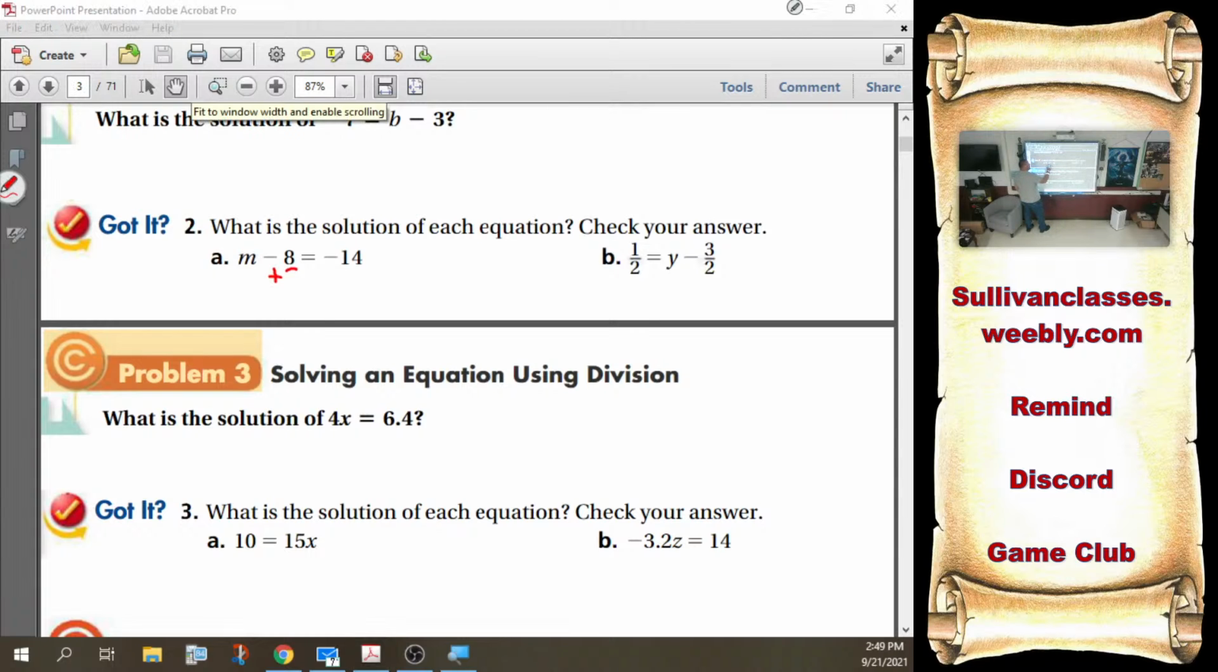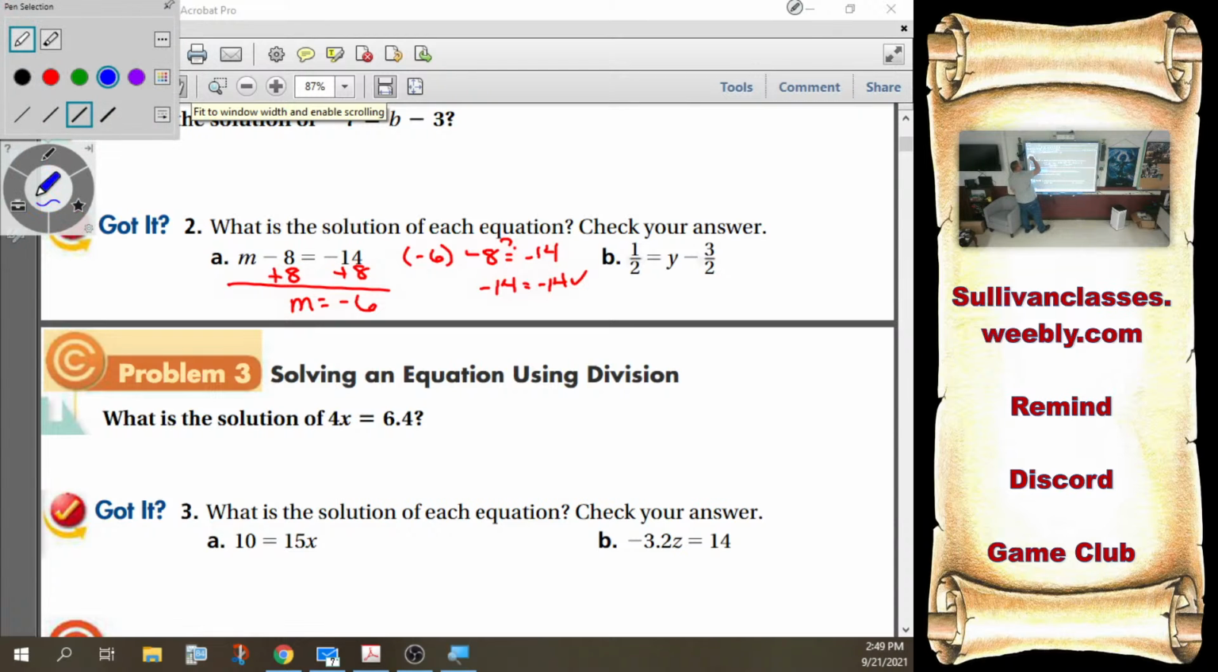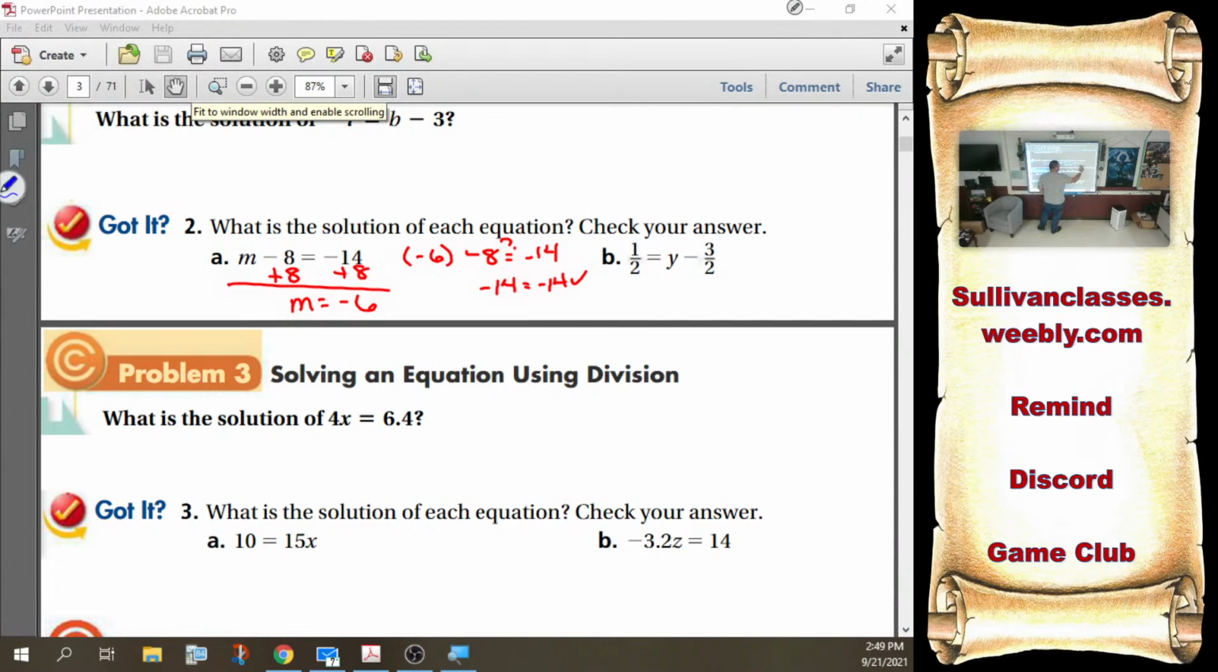Here, get back over here. Okay, say +8 plus 8, m is -6. Go back and check it. Is -6 minus 8 actually -14? Use your calculator if you need to. Yay, I'm right. If they subtracted 3 halves, I'm going to add 3 halves. Show that it zeroes out.